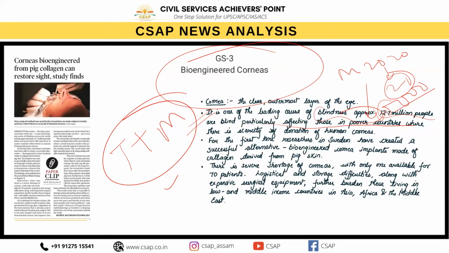practically made use of this stem cell technology to directly make some of the cornea bioengineered from pig collagen. Okay, so we know that as a substitute for human corneas, the researchers utilized medical grade collagen derived from the pig skin, and that is a byproduct of the food industries, क्योंकि हम लोग बहुत ज्यादा consumption करते हैं. Okay, a byproduct of the food industry that is already used in various medical devices, even for glaucoma surgery. Glaucoma is also a disease with respect to the eyes, and this is not only cheaper and easier to access, but also requires a less invasive procedure, and even can be stored for a significantly longer period of time. It can go up to 2 years अगर हम लोग ने एक बार बना लिया तो.